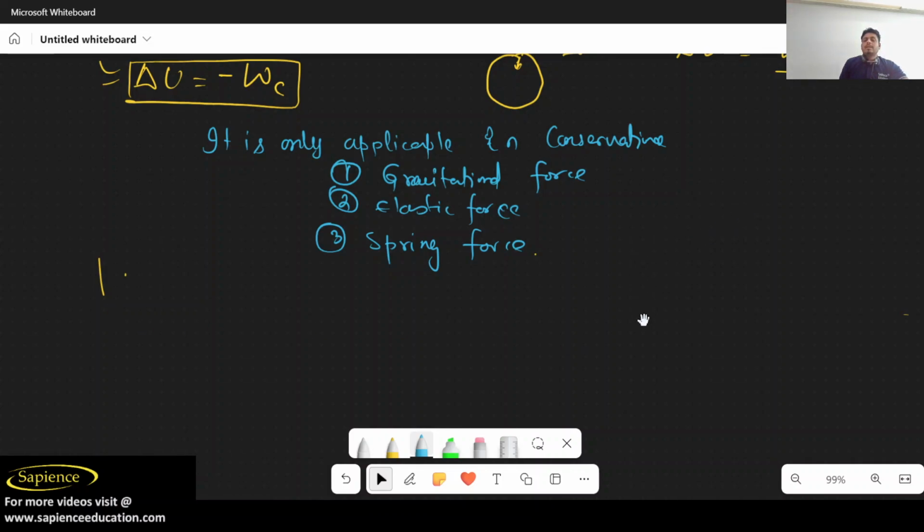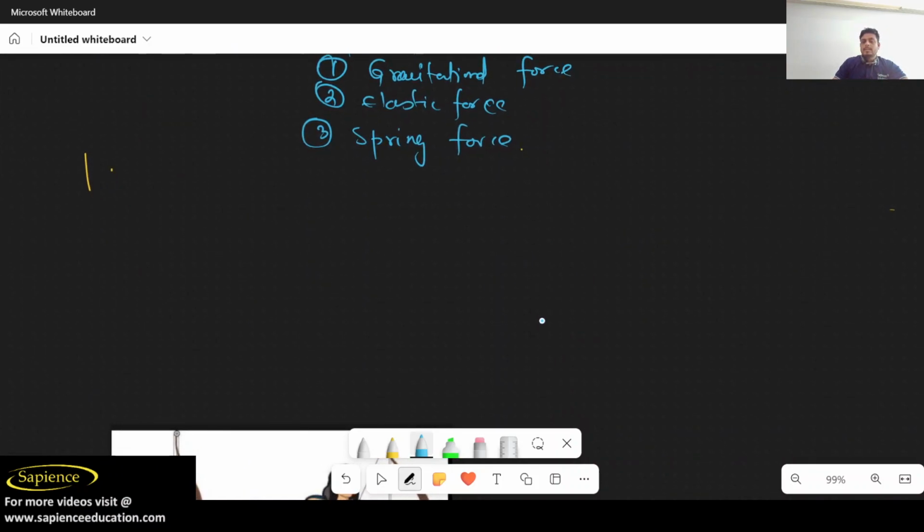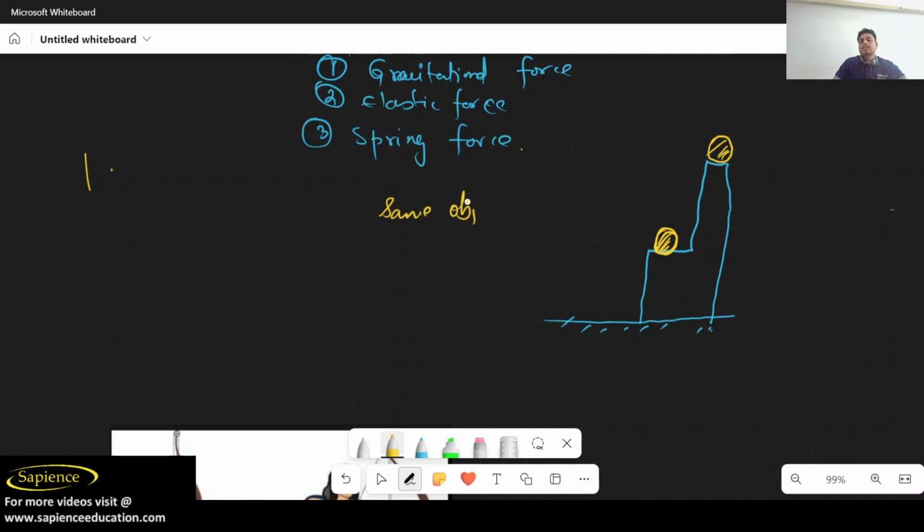Let us consider, I will try to explain you by using some conditions. Let us consider there is a ground, and at this ground there is a building having two steps. An object is kept at this height, and the same object has been taken and kept here. Both are the same object. Let the height of this object be h1 and the height of this object be h2.